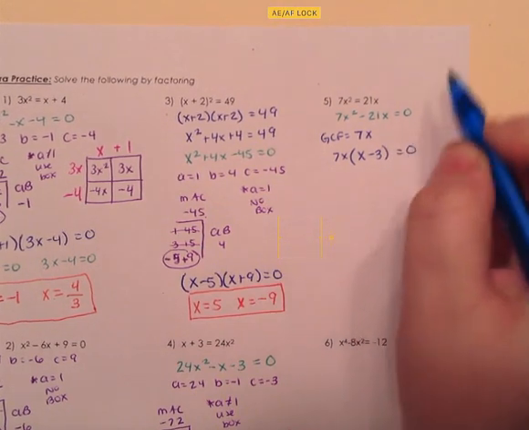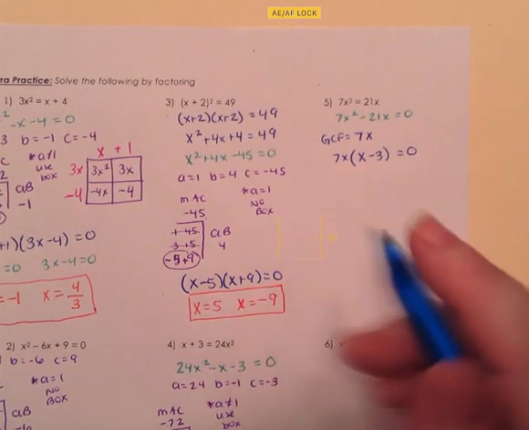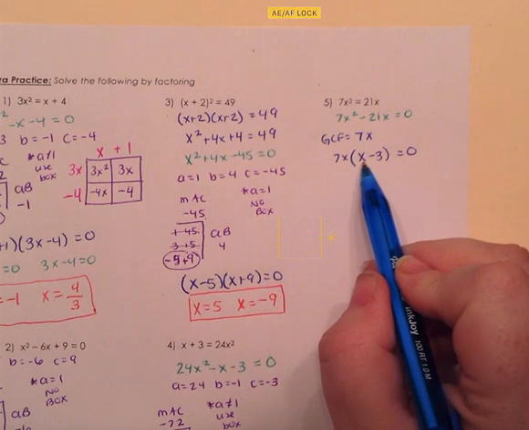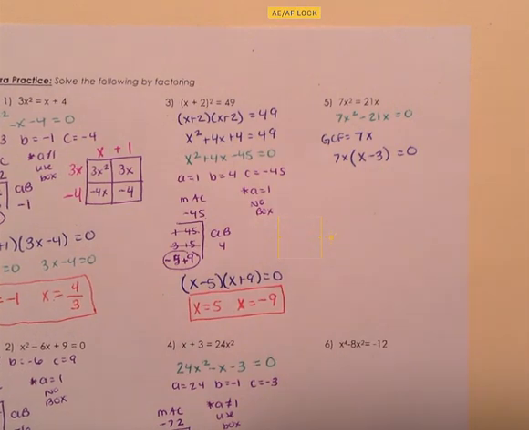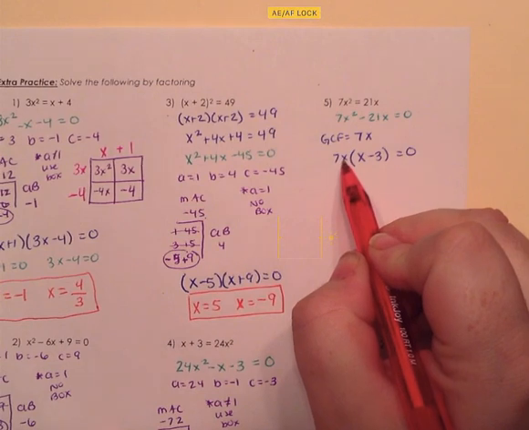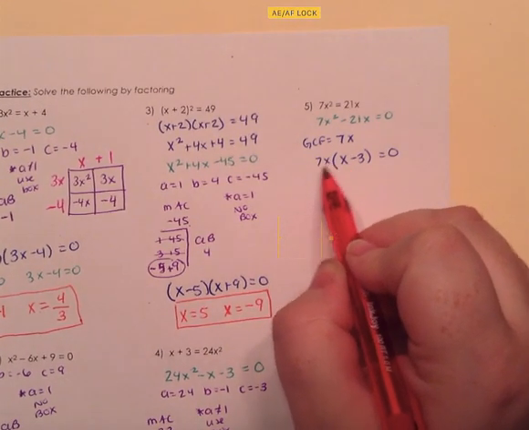It's equal to 0. Now, inside the parentheses, we still have two terms, so we look for a difference of squares. X is not a perfect square, so that means that this is as factored as it gets. Now that we factored it, we can actually set both of our factors equal to 0 and solve. This has an x with it, even though it's not in parentheses. So we still take our 7x equal to 0.